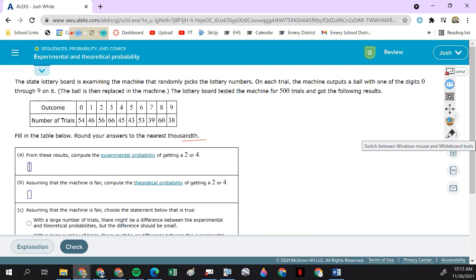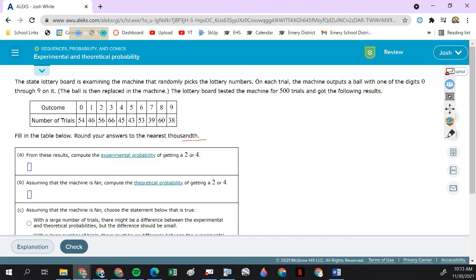The State Lottery Board is examining the machine that randomly picks the lottery numbers. On each trial, the machine outputs a ball with one of the digits 0 through 9. Then the ball is replaced in the machine. The lottery board tested the machine for 500 trials and got the following results. 0 happened 54 times. 1 happened 46 times. 2, 56, and so on.